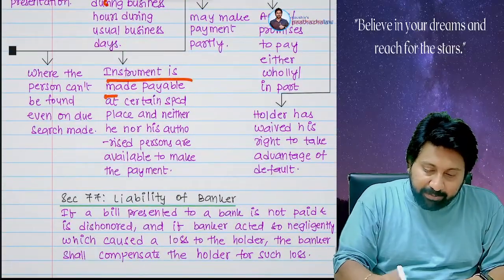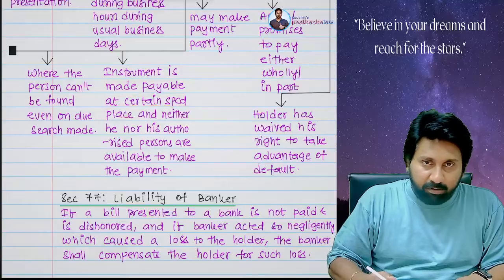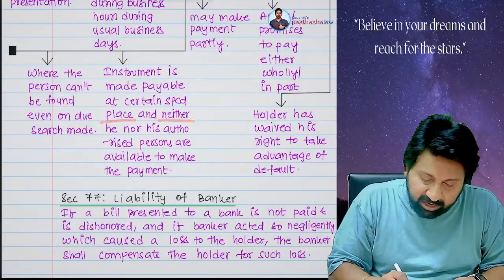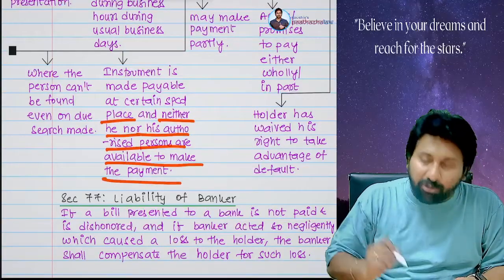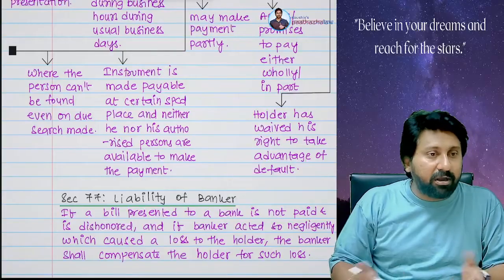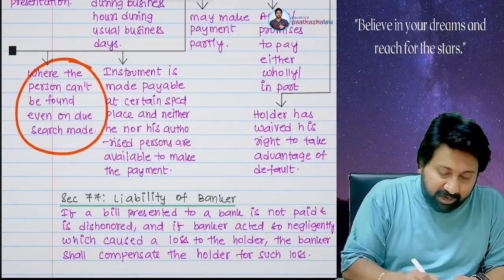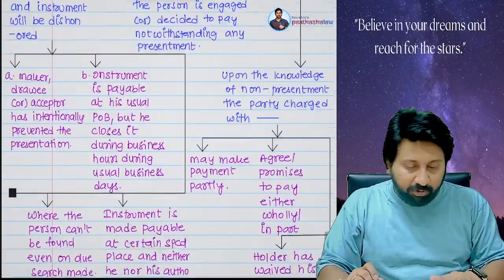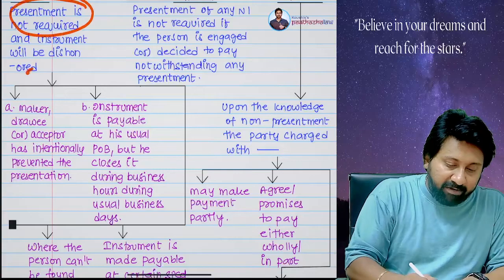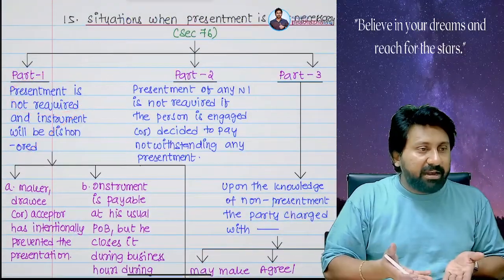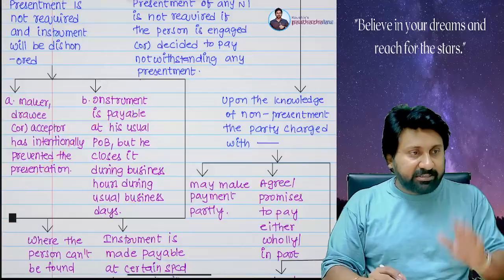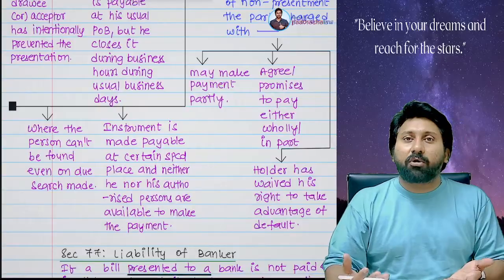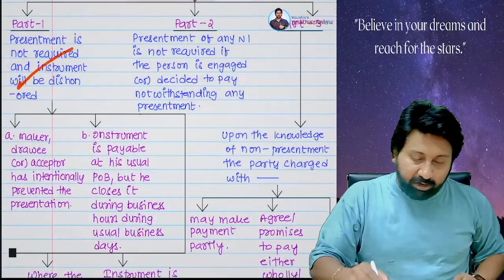Next, instrument is made payable at a specified place. Okay, you said come to that specified place, not my place of business, some specified place, and neither he nor his authorized persons are available to make the payment. You said please come to Chennai, I came, you are not there. Then where the person can't be found even on a reasonable search. Okay, next, I tried my level best, but you are not found. In that case, presentment is not required and instrument will be dishonored. To present, you should be available, na. First case you are preventing yourself. Second case you are closing the shutters, not available, and I can't find you where you are located. All these things, presentment is not required.